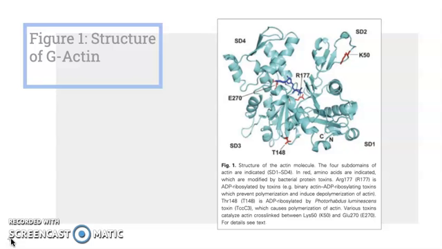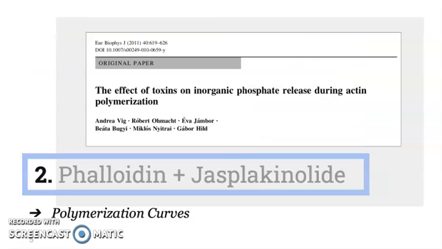The critical concentrations for the barbed end and the pointed end are 0.1 micromolar and 0.8 micromolar, respectively. Under polymerizing conditions, the critical concentration of polymerization is 0.2 micromolar, i.e., closer to the barbed end. As I mentioned toward the beginning, we will look at the research paper titled "The Effect of Toxins on Inorganic Phosphate Release During Actin Polymerization."